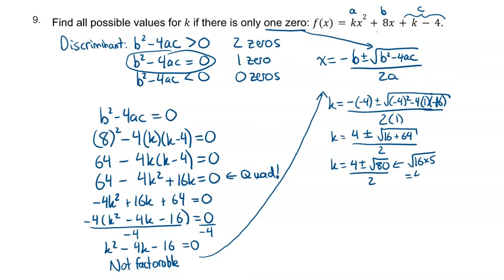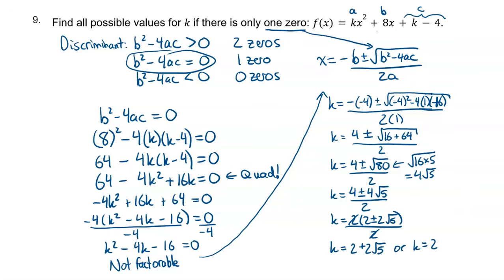Now, root 80 is the square root of 16 times 5, and the square root of 16 is 4. So I can rewrite this as 4 plus or minus 4 times the square root of 5, all over 2. And now I want to common factor 2 out of this so that I can get rid of the 2 in the denominator and make that not a fraction anymore. So now I can cancel out the 2 in the numerator and denominator, and I get 2 plus 2 root 5, or 2 minus 2 root 5.